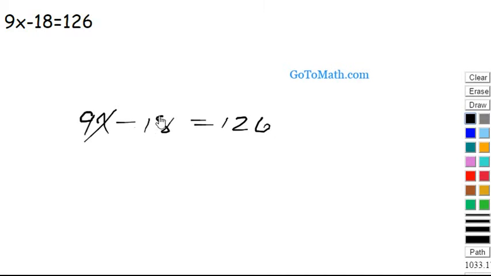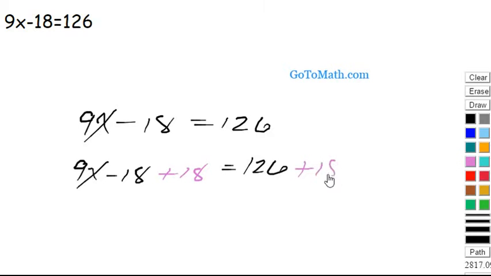So we need to get rid of this 18. And we're going to do that. So 9x minus 18. We're going to use that color. So we're going to add 18. Actually, I kind of like this color combination. And we have 126. And then, of course, what we do to the left, we got to do to the right. Okay, and so we have negative 18 plus 18. That's going to go to 0. And we're left with 9x is equal to 126 plus 18.